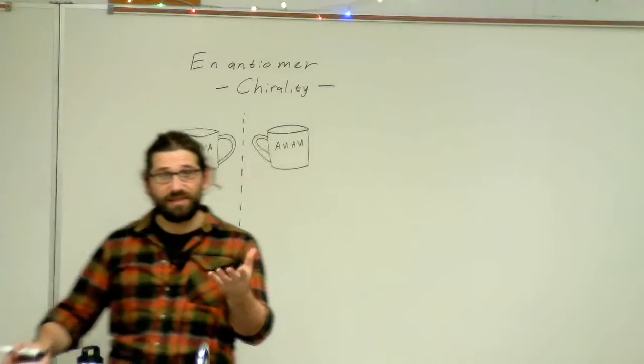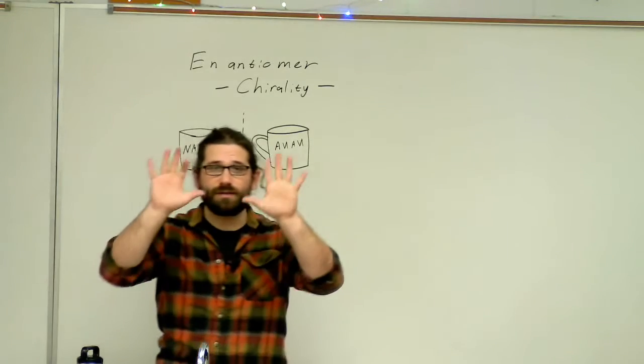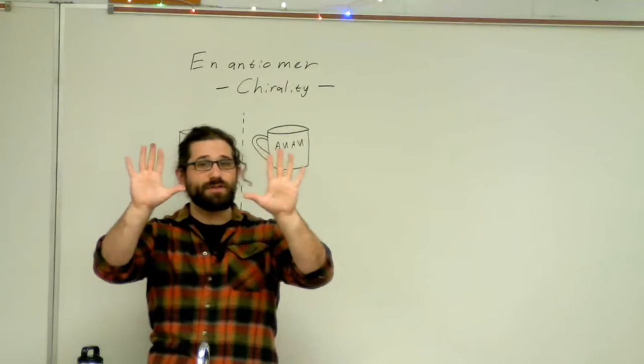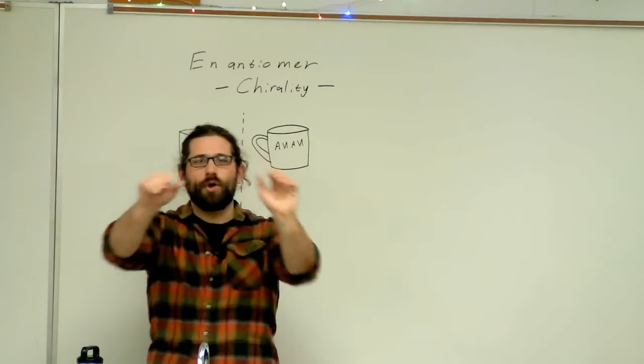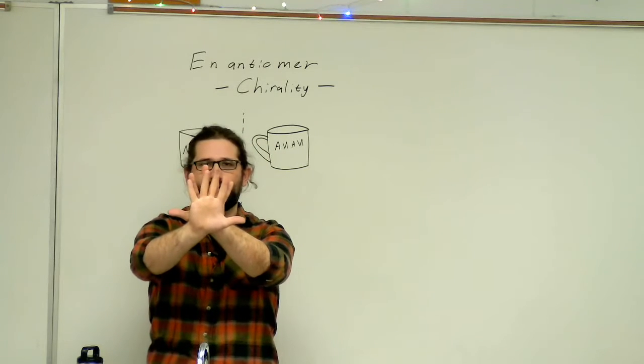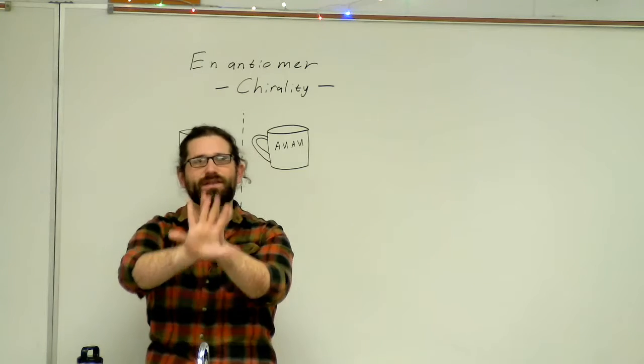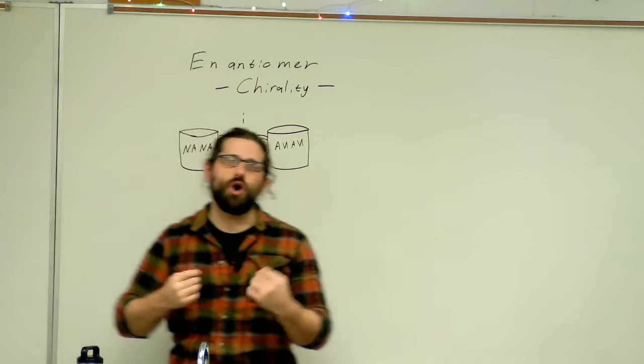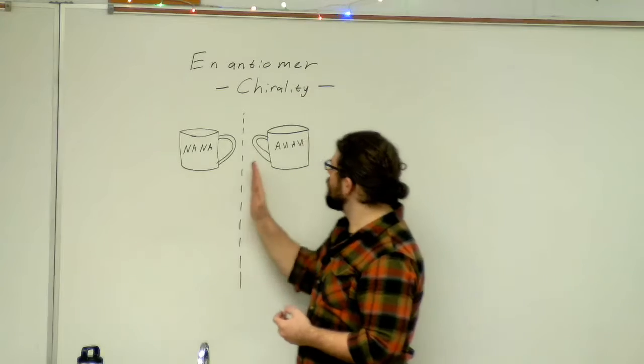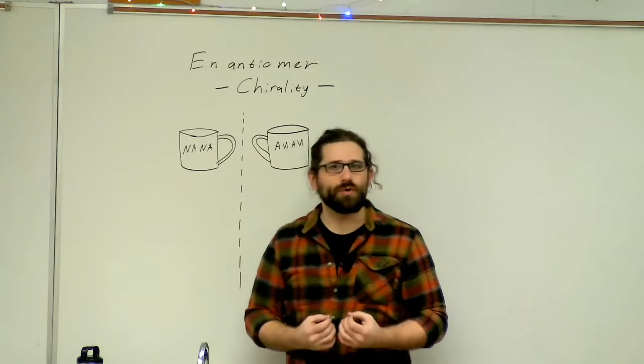A really convenient example for this is your hands. Your hands are mirror images of each other, but they're not superimposable. You can't just put one over the other, right? They aren't exactly the same. This is called chirality. It has a mirror image that is not superimposable.